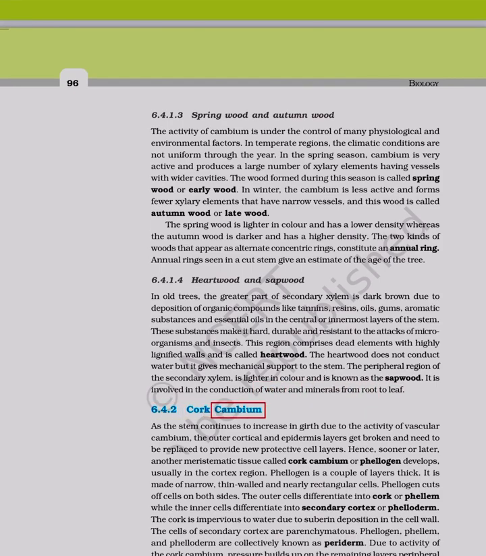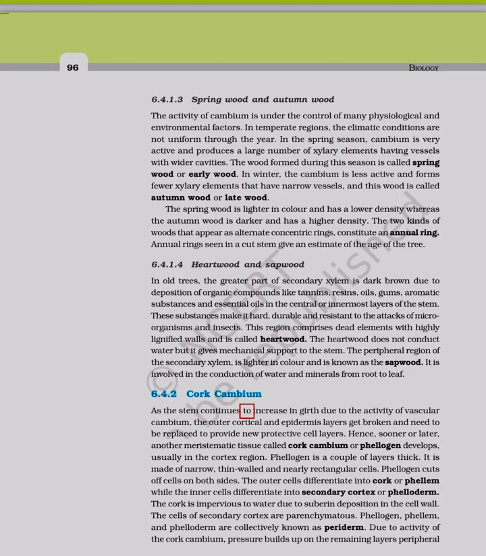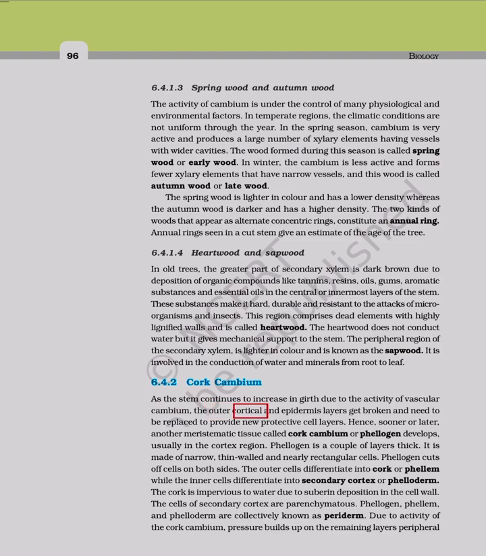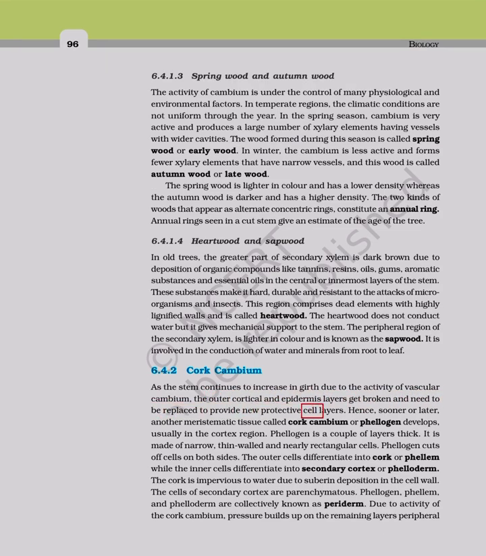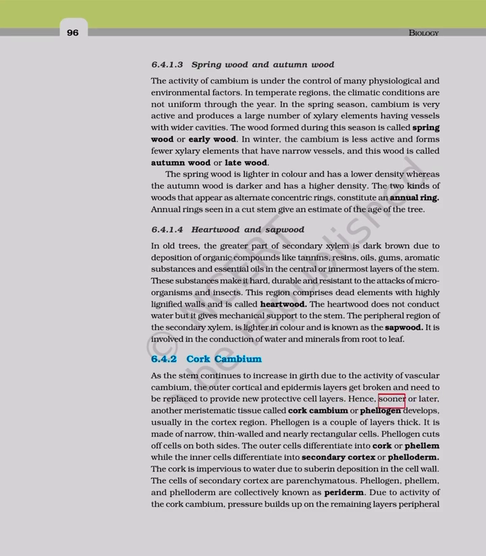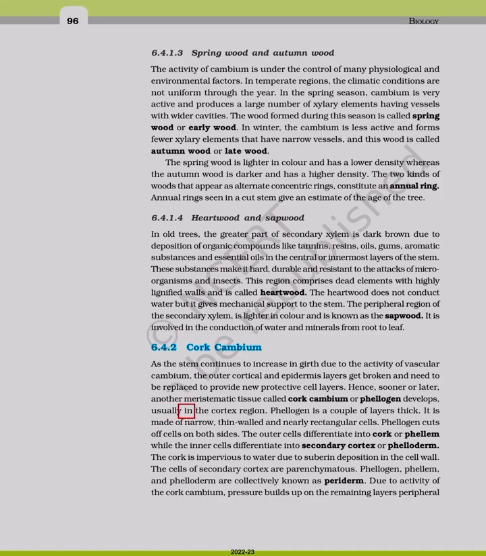6.4.2 Cork cambium. As the stem continues to increase in girth due to the activity of vascular cambium, the outer cortical and epidermis layers get broken and need to be replaced to provide new protective cell layers. Hence, sooner or later, another meristematic tissue called cork cambium or phellogen develops, usually in the cortex region. Phellogen is a couple of layers thick.